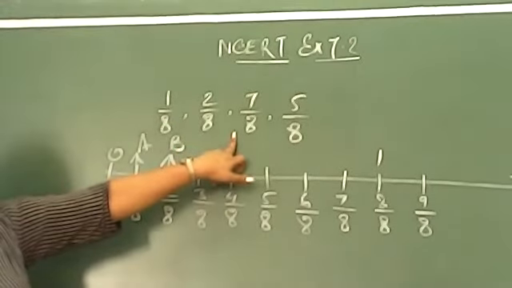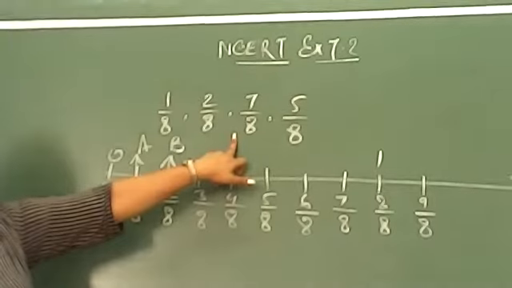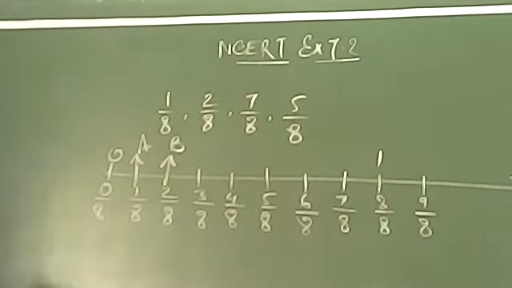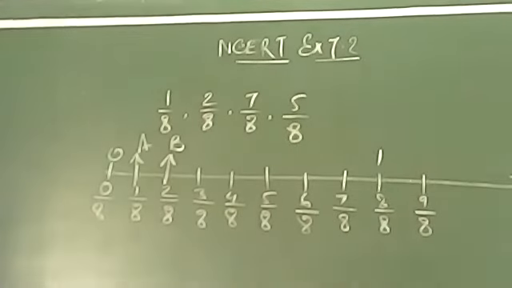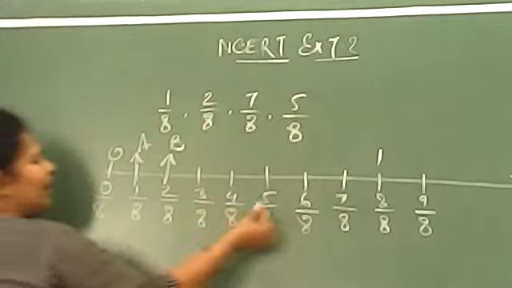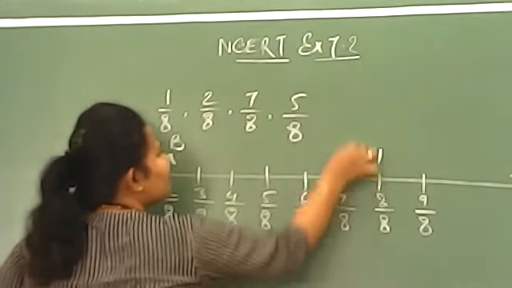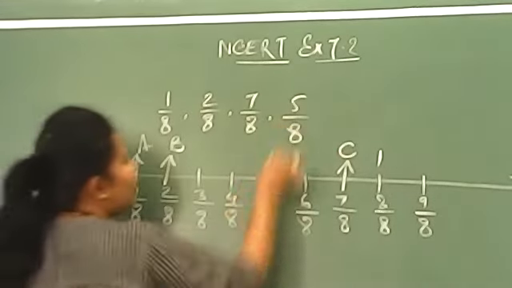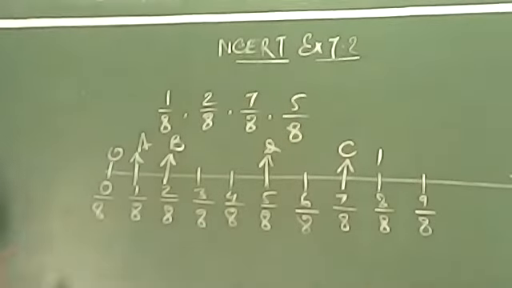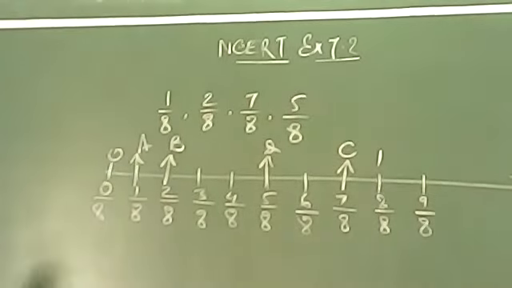Yes, beta? Different ones will not be coming. No, that's it. Otherwise you would have different number lines for it. I have explained to you how to do it. Now next is 7 by 8. 7 by 8 means C. And the last one is 5 by 8. That is D. Finished. Have you understood now?